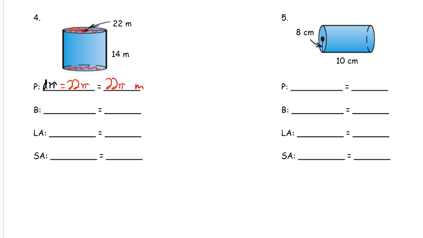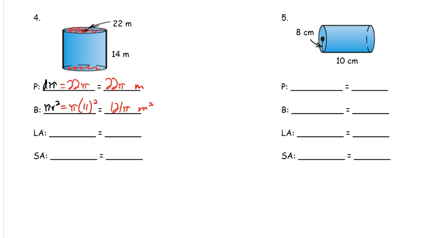Area of the base. Well, area of a circle, that's the base, is pi r squared, which equals pi times 11 squared, or 121 pi meters squared. Remember, take half of your diameter to get your radius.